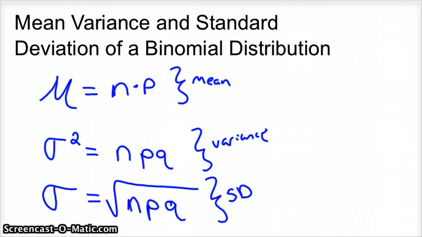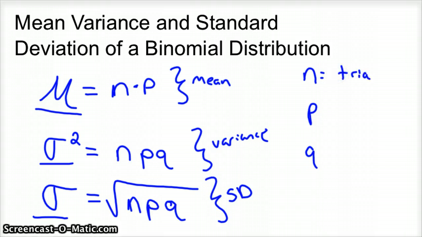To interpret what you need out of this, obviously mu stands for mean, this symbol right here. Sigma squared stands for variance, and sigma, which is just the square root of sigma squared, stands for standard deviation. And what we need to determine next is, what does n mean, what does p mean, and what does q mean? Okay, n is the number of trials.